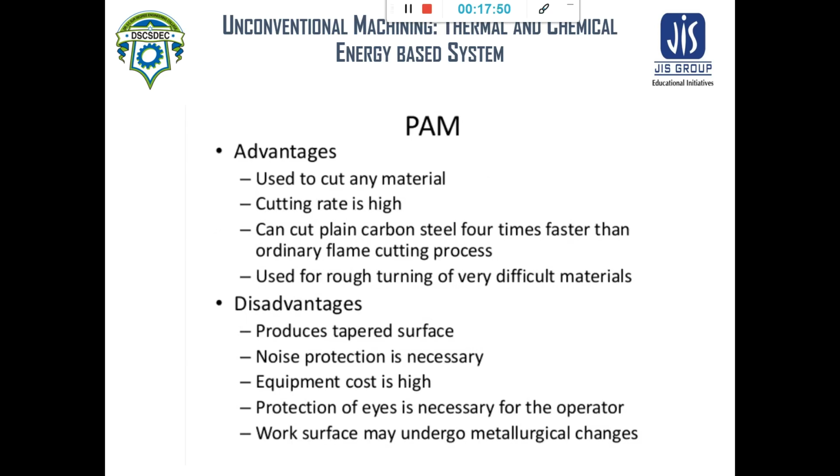The advantages and disadvantages of this process are shown here. The advantages are: plasma arc machining is used to cut material. The cutting rate is very high. It can cut plain carbon steel 4 times faster than the ordinary flame cutting process. It is also used for rough turning of very difficult material.